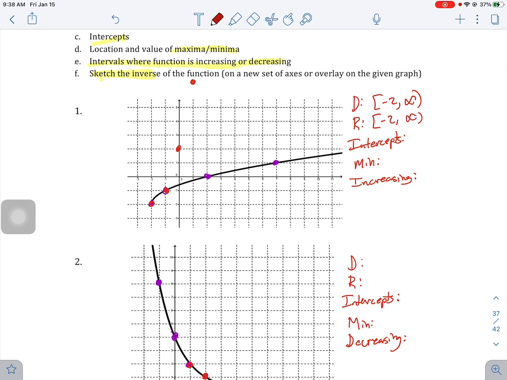There are two intercepts. There's an x-intercept at 2, 0, and there's a y-intercept at 0, and it looks like approximately maybe 2/3, something like that. The minimum value here is at -2. It is increasing over the entire domain, so from -2 to infinity.